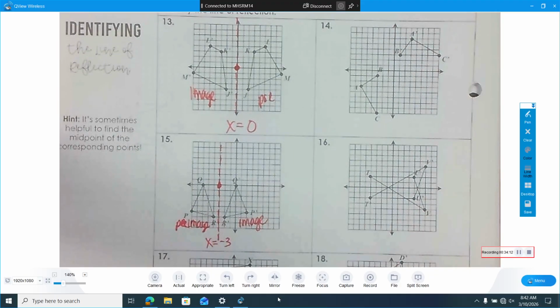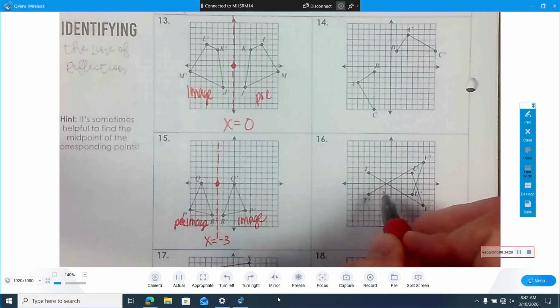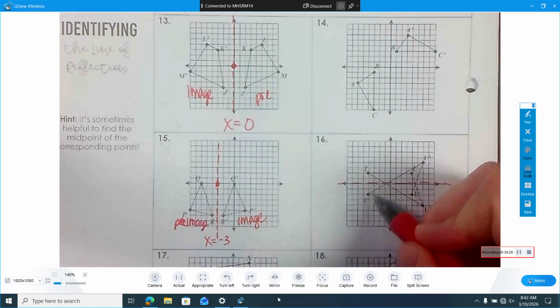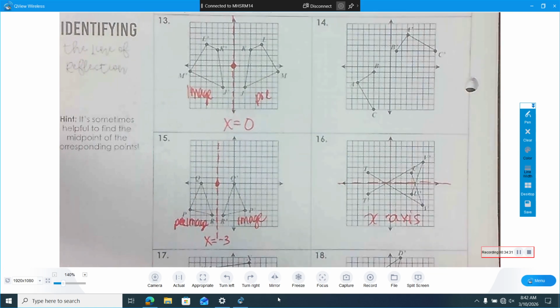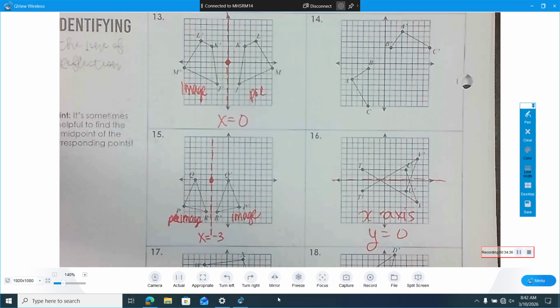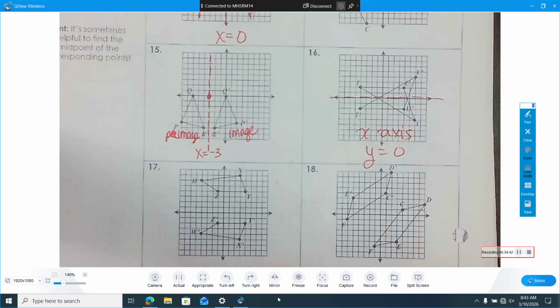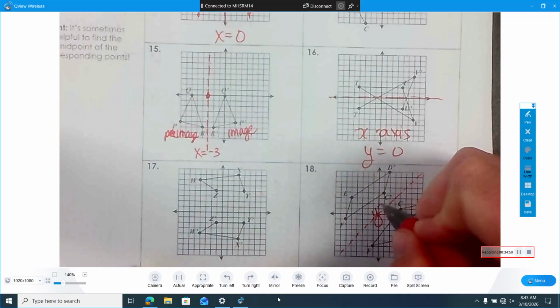What about 16? Where do you think that line of reflection is? Y equals 0, yeah, right here. That T is flipping over. So here's T prime, so it's flipping over the x-axis. You might say it's over the x-axis, but the equation of the x-axis happens to be y equals 0. Yep. And then what about 18? That's a diagonal, yeah. So this is the line of reflection between these two threes. So this is the line y equals x.